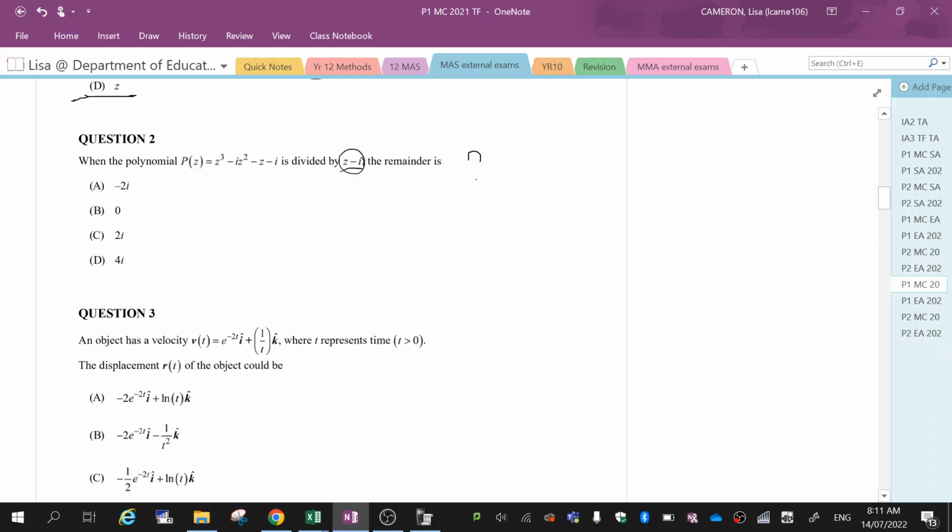Okay, so z minus i equals 0, meaning z equals i. So now I'm going to be substituting, therefore, let z equal i in P(z). So when I substitute in i, I'm going to end up with i cubed minus i times i squared minus i minus i. Okay, so here I can see I've got i cubed.